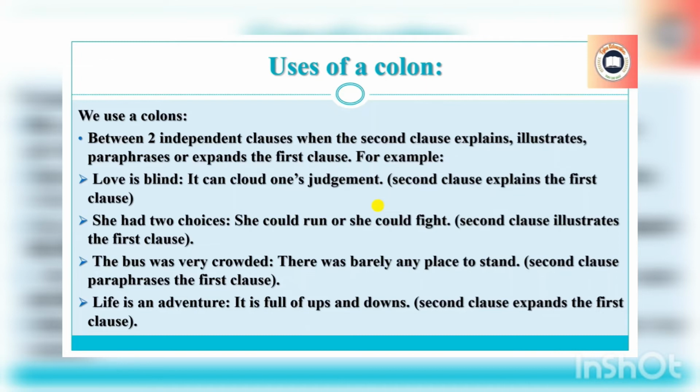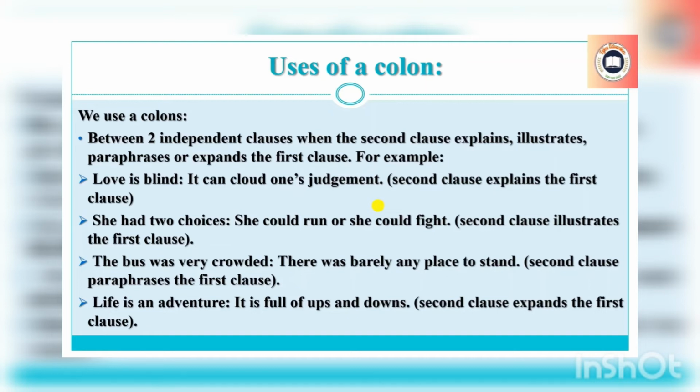Love is blind. It can cloud one's judgment. Now here you will see there are two independent clauses. Love is blind and it can cloud one's judgment. And the second clause is actually just explaining the first clause, right? It is explaining what is meant by saying love is blind. It means that it can cloud one's judgment. So here it's explaining the first clause. The second clause is explaining the first clause. And so we use a colon between the first clause and the second clause.